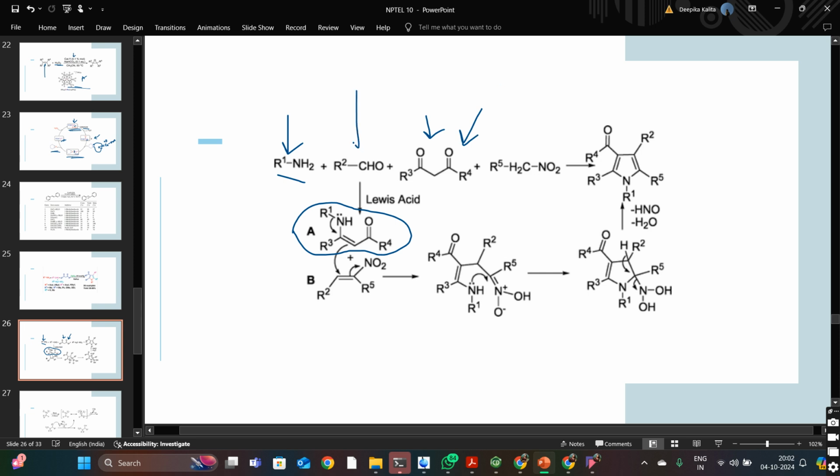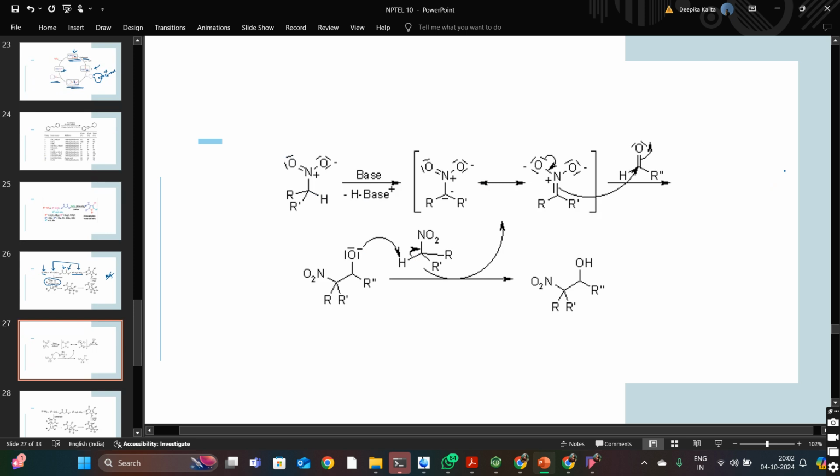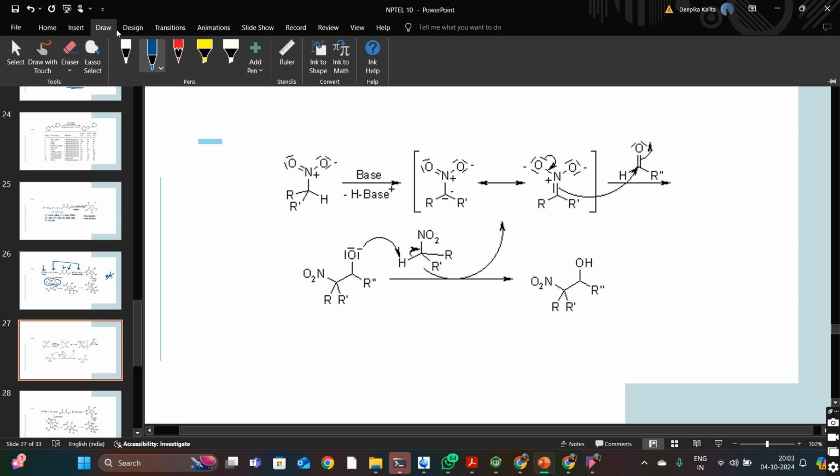Whereas the two more fragments which are present in the reaction, one of which is aldehyde and the other is nitroalkane. Aldehyde and nitroalkane can give you a name reaction which is known as the Henry reaction. If you want to revise what is the Henry reaction, this is the mechanism which a Henry reaction follows.